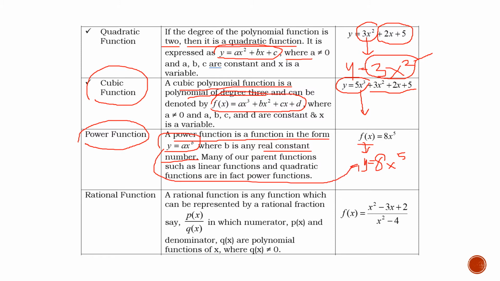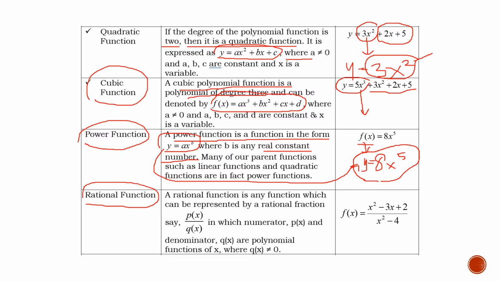Many reference functions, such as linear functions and quadratic functions, are in fact power functions. Yes, it is, because there is an involvement of an exponent, and their exponent is a real constant number. So here, y is equal to ax raised to b, where your b, again, is a constant number, meaning there is no involvement of your variable in your exponent. So here y is equal to 8 multiplied by x raised to 5 is a good example of a power function.